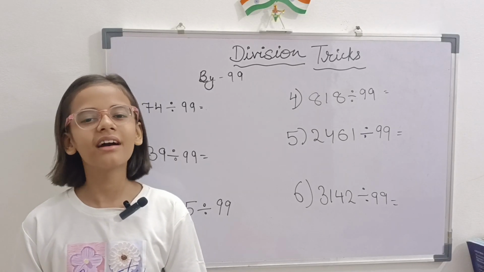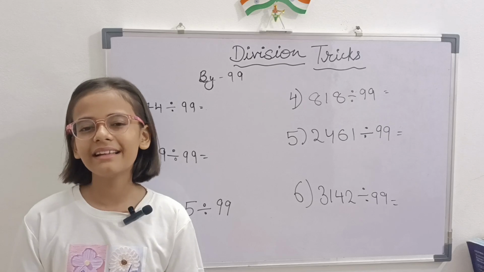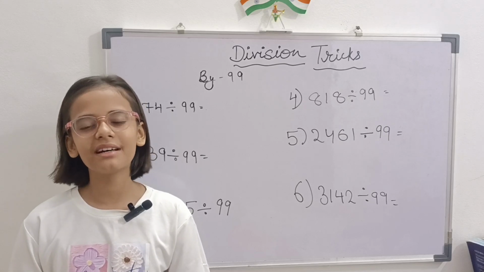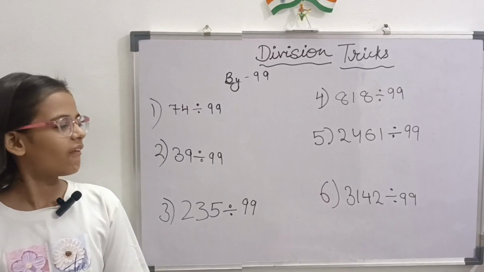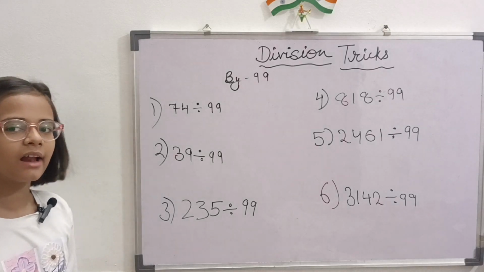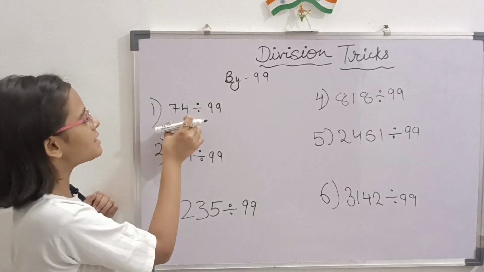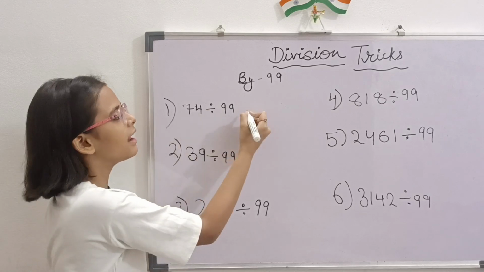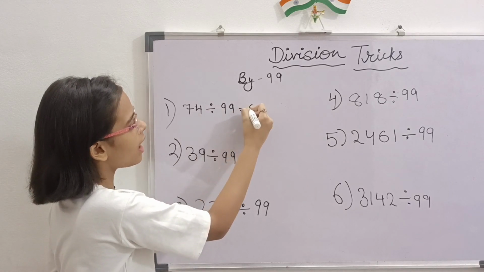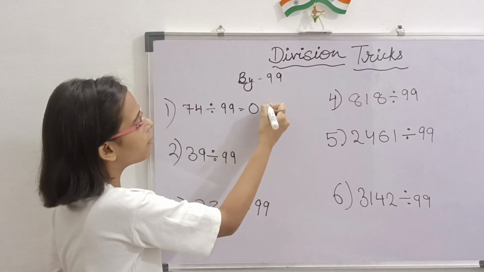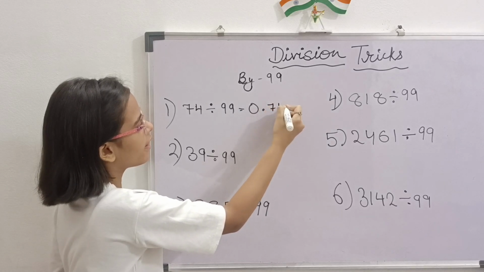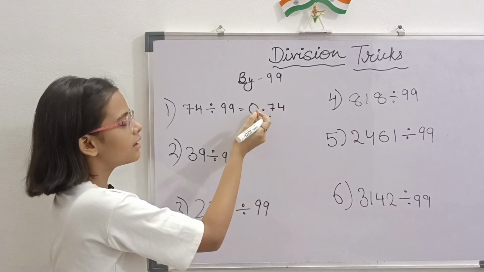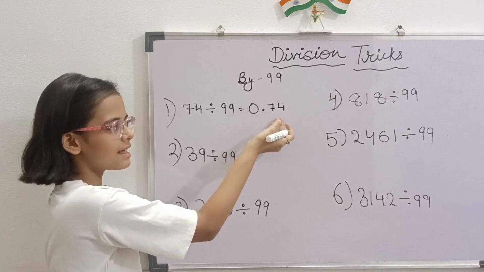This is Navika Pathak and today we are going to learn how to divide any number by 99. So our first number is 74 divided by 99. As 74 is smaller than 99, we have to add a decimal before 74. And this is our answer: 0.74.